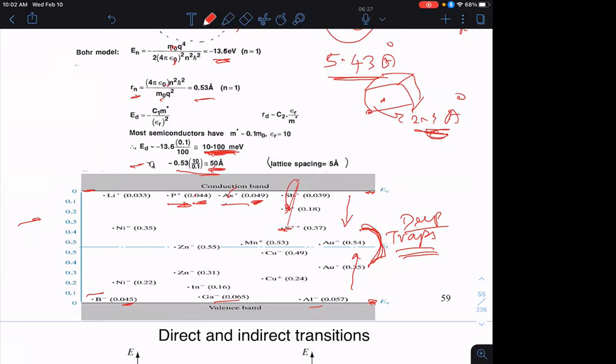While these traps created by arsenic or phosphorus are very, very shallow, so they can be excited into the conduction band. On the other hand, for sulfur, these energy levels are way, way down below. So for them to be excited into the conduction band takes a lot of energy, and that's not going to be very likely.